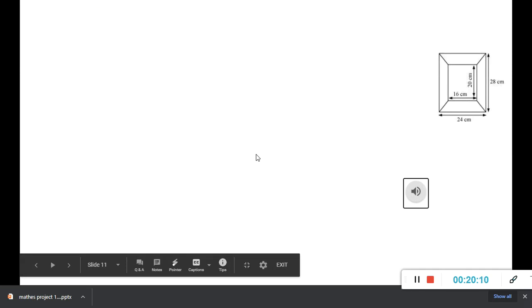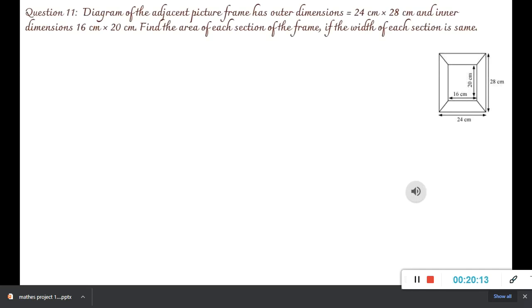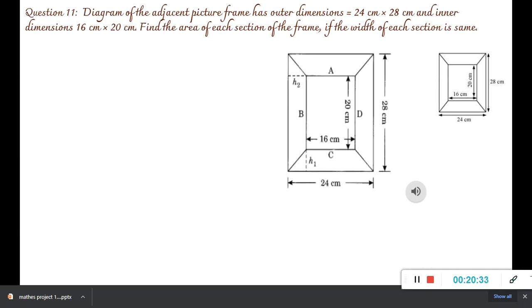Now the last question, that is question number 11. The picture frame in the adjacent diagram has outer dimensions 24 centimeters into 28 centimeters and inner dimensions 16 centimeters into 20 centimeters. Find the area of each section of the frame if the width of each section is the same. So we can name the frame sections A, B, C, D. Section A and section C are the same, and section B and section D are also the same.